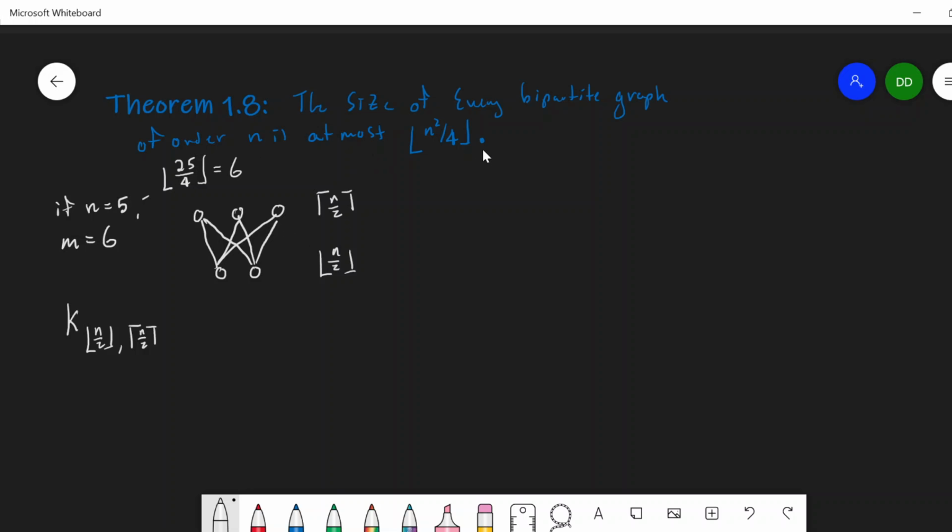So we can achieve this, but what this theorem is saying is that we can't do any better. We can't stuff any more edges. This is sort of the best case scenario in terms of getting the most edges into a bipartite graph.